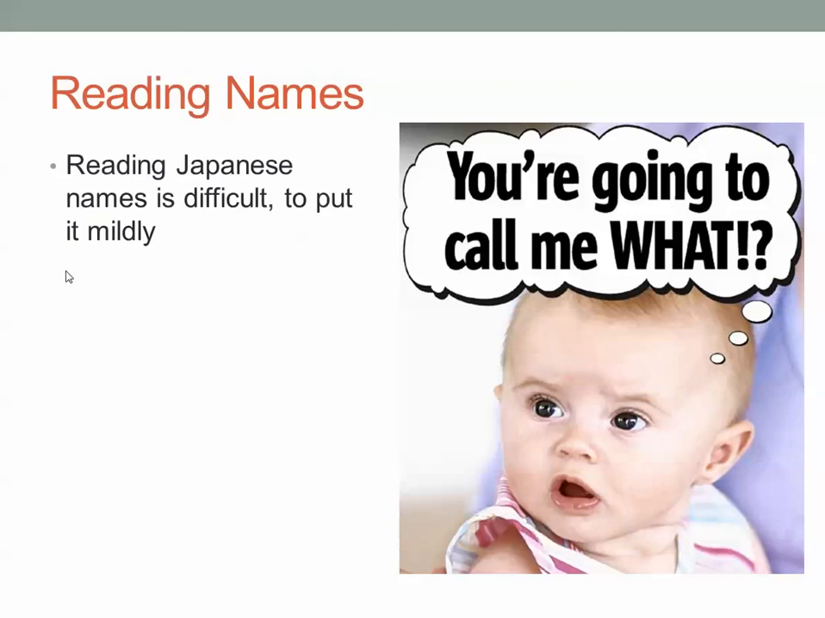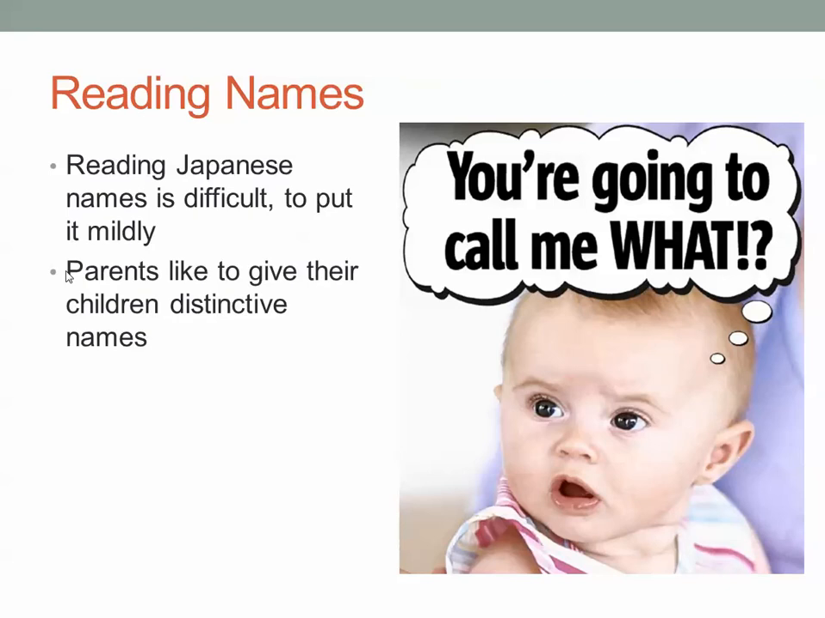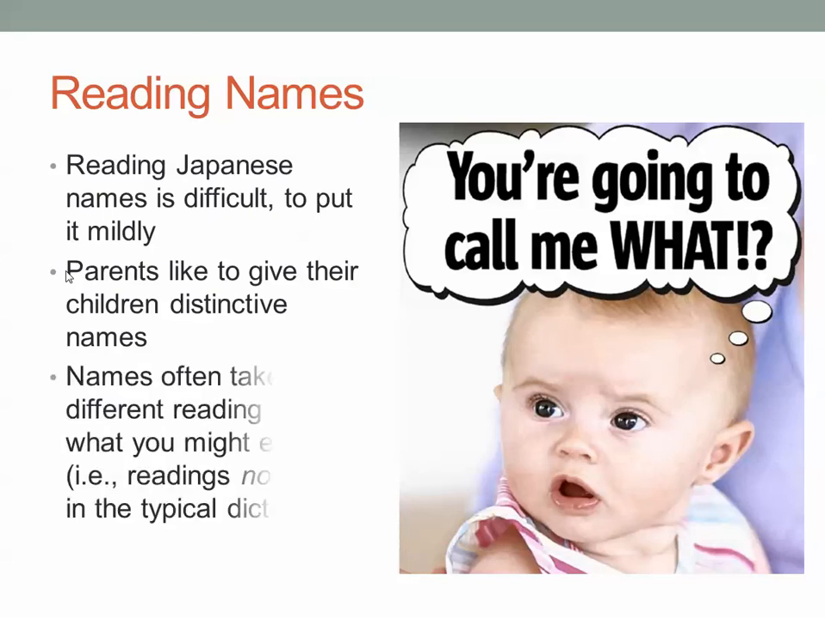Reading names in Japanese is difficult, to put it mildly. Parents, first of all, like to give their children distinctive names, so it's not uncommon for someone to see a name in kanji and really not know how to pronounce it. It doesn't matter if you're a native speaker or not. Indeed, names often take a different reading than what you might expect. In other words, readings that you will not find in a typical dictionary, even a name dictionary.